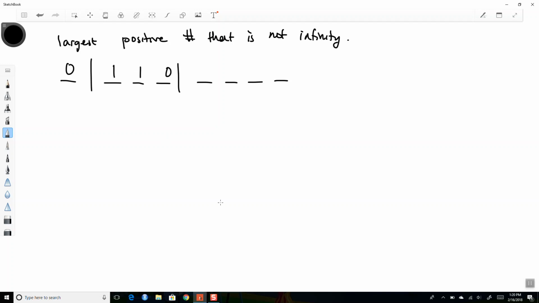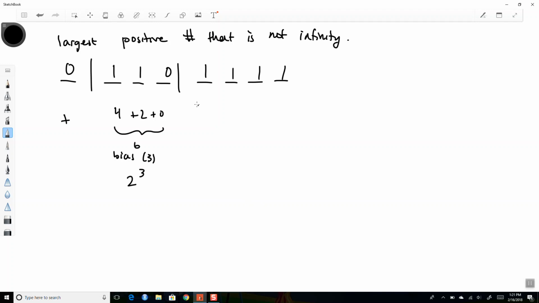110, right? Because if I put in 111, it's either going to be infinity or not a number. So here we'll go 110. And then to make it the biggest, we just put in ones in all of these places. Okay, so here I'm going to have a positive, and then this is 4 plus 2 plus 0, so I've got 6, and with a bias of 3, this is going to be 2 to the 3.